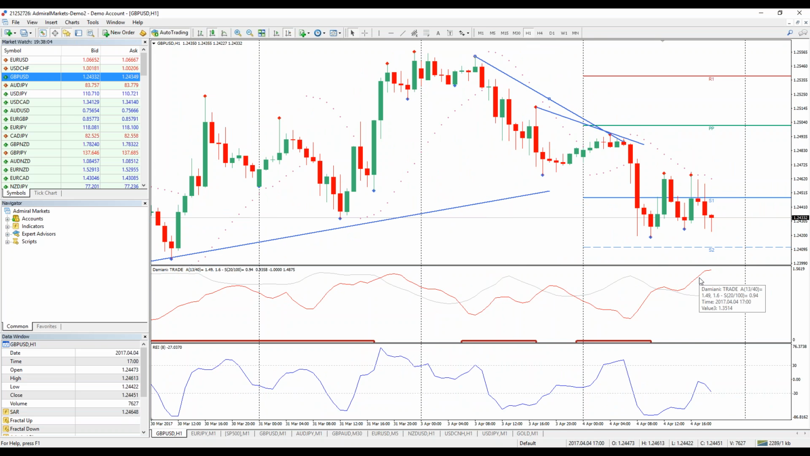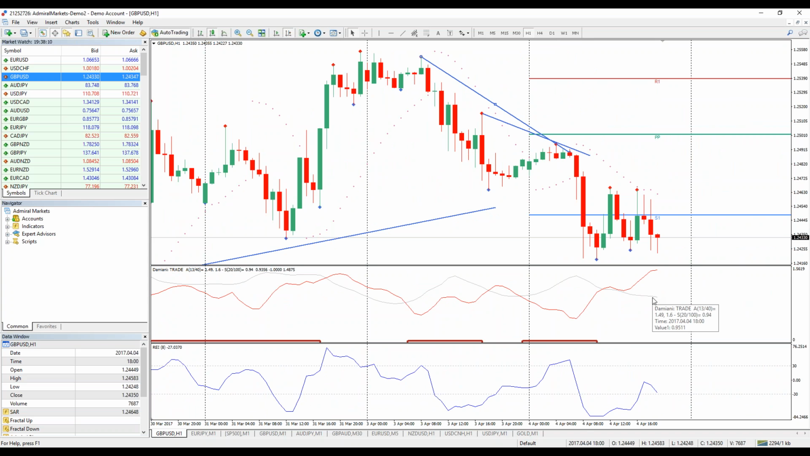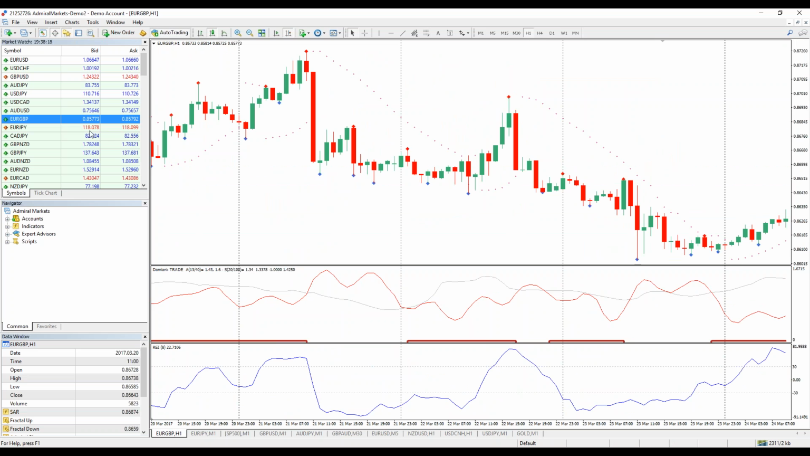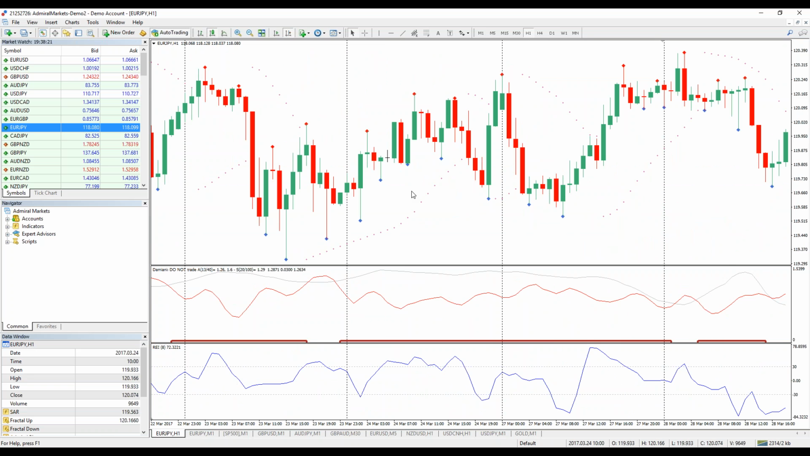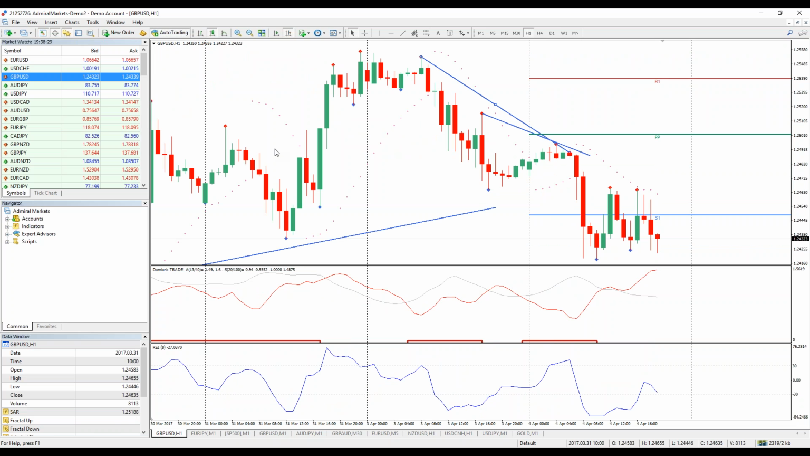Usually when red is above blue, then you can trade. When vice versa, when gray is above red, it says we don't trade. Let's see if we can find an example where it says don't trade. Here you see it says don't trade, because gray is above green. But as I say, for you as maybe an experienced trader, it should not bother you.